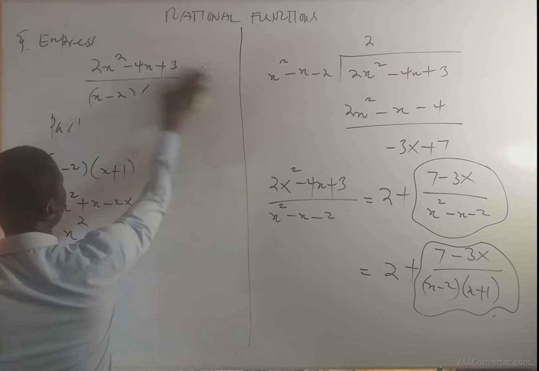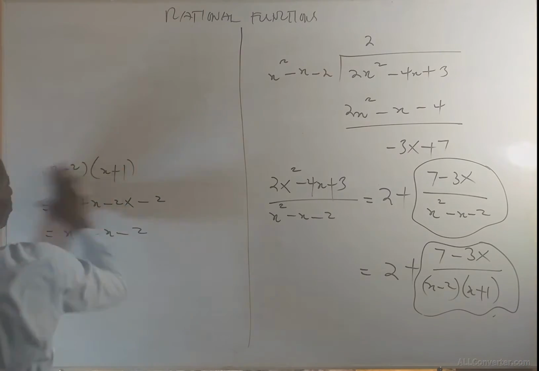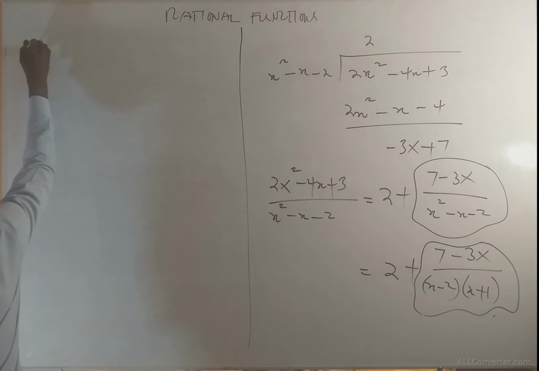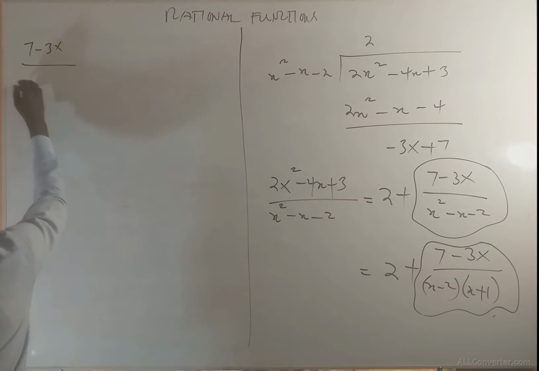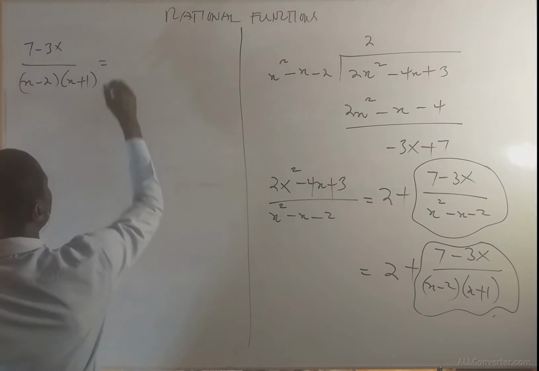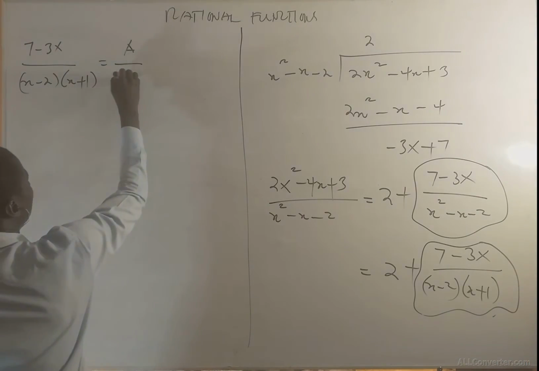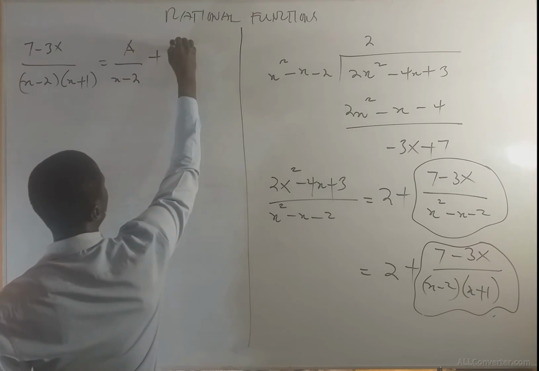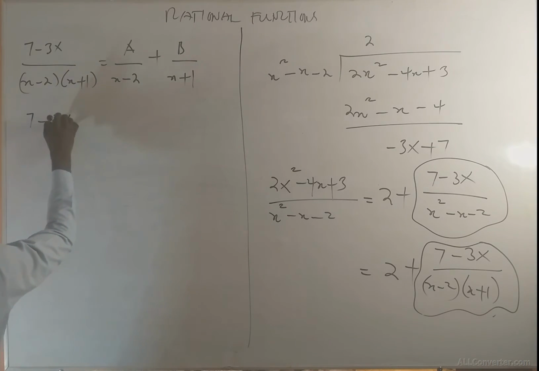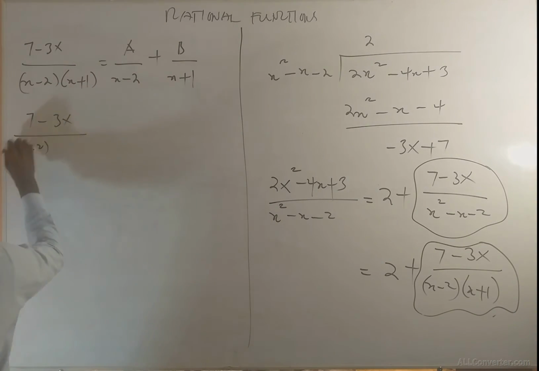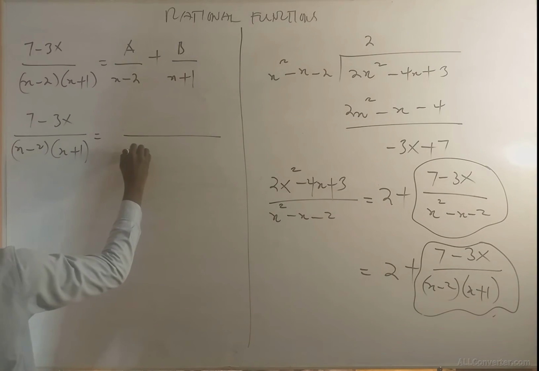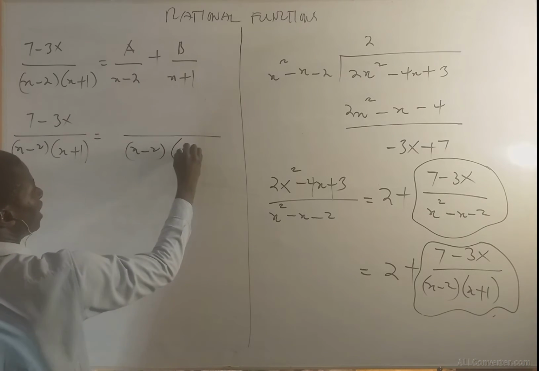So we are now going to solve for 7 minus 3x divided by x minus 2 times x plus 1. So this is now linear factors. So it will be A over the first linear factor, x minus 2, plus B over the second one, x plus 1. So the same way we solve denominator with linear factors, that's the same approach. We find the least common denominator, that is x minus 2 times x plus 1.